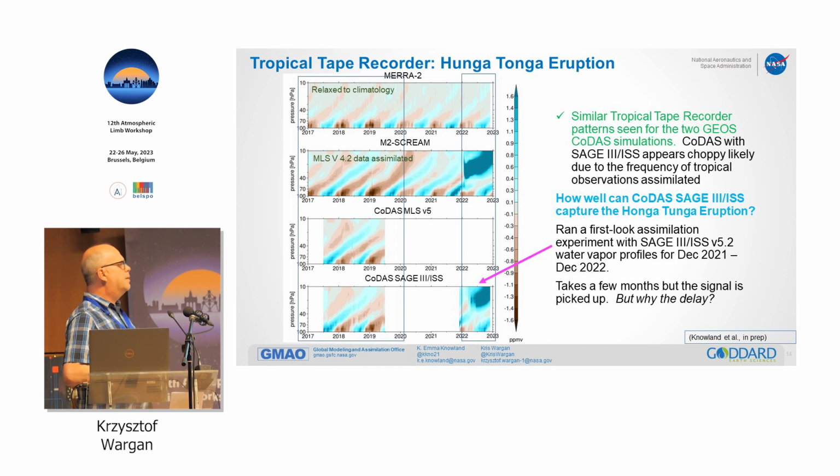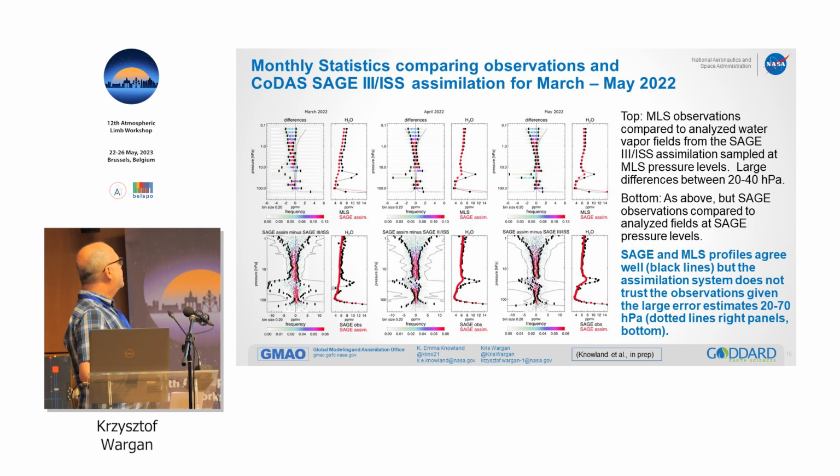SAGE III ISS observation errors are incredibly large. They're just insanely large in this layer here because of the aerosols and large amounts of water vapor. And of course, in data assimilation, those observations are in some sense weighted by their uncertainties. So this is a picture. Those are comparisons. Top row. Oh, that's a busy plot, and I made it.